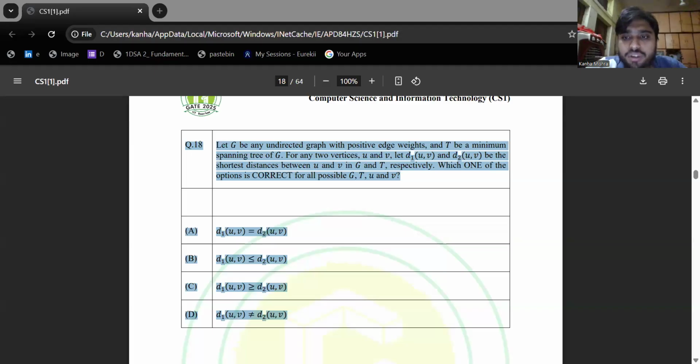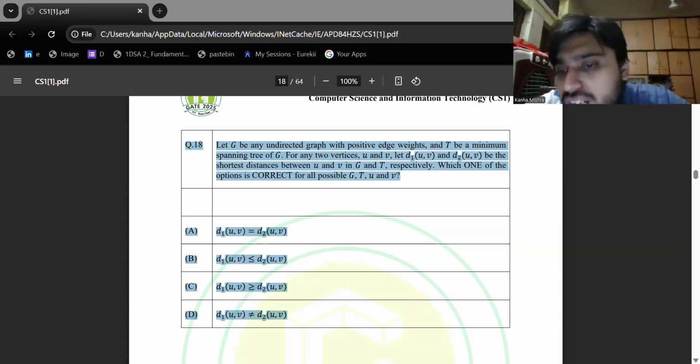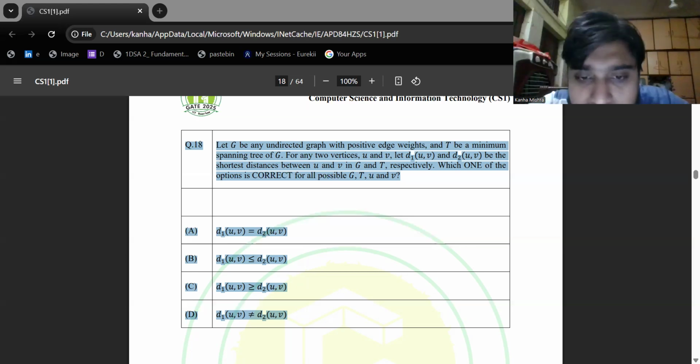Hello everyone, let's solve question number 18 of GATE paper CS1 2025. Let G be any undirected graph with positive edge weights and T be the minimum spanning tree of G. For any two vertices U and V, let D1 of U, V and D2 of U, V be the shortest distances between U and V in graph G and MST respectively. Which one of the following options are correct for all possible G, T, U, and V?